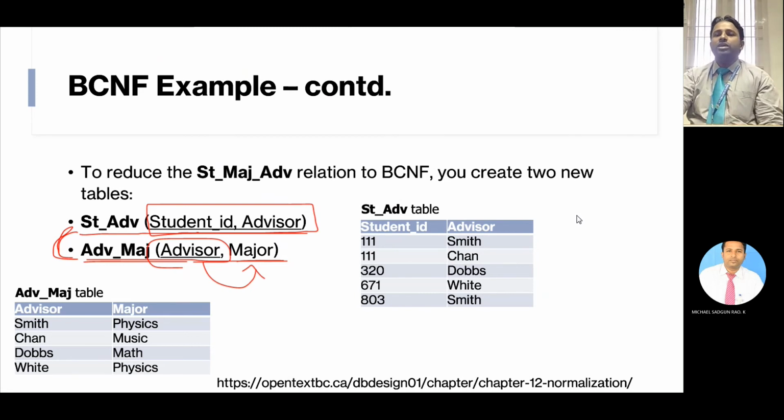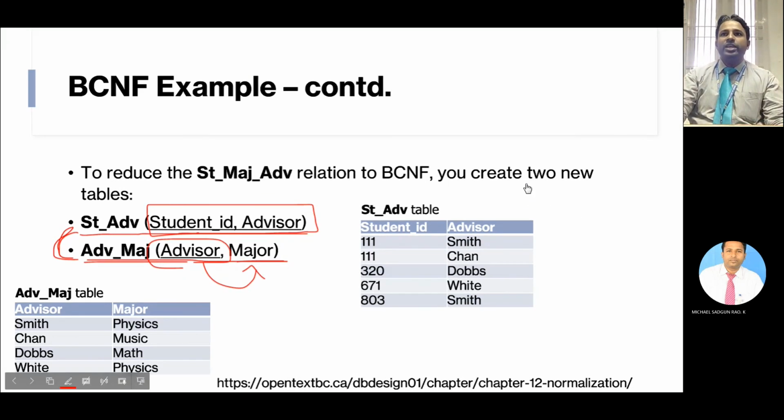That is, make sure that all the determinants of all the functional dependencies existing in a relation come from a primary key, a key attribute, or a candidate key. Okay, so with this I'm concluding BCNF.